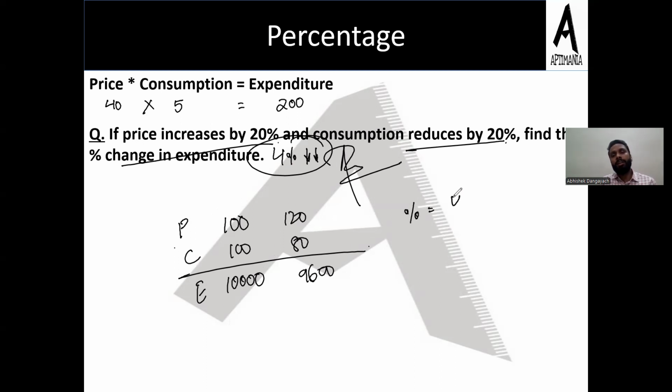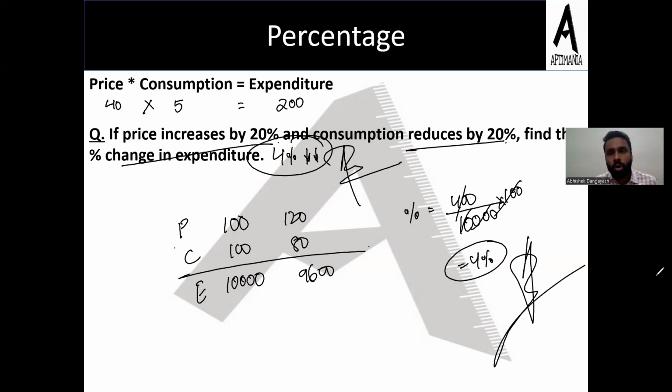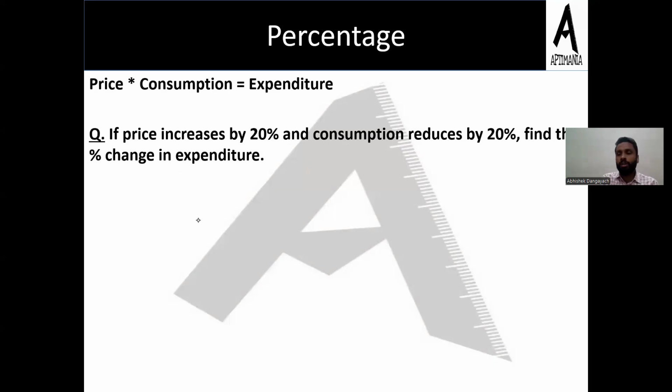Can I say there is a decrement of 400 in expenditure on a value of 10,000? So it's a 4% decrement in expenditure. I hope that's clear, everyone. Chalo. So removing the solution and going ahead with the question.